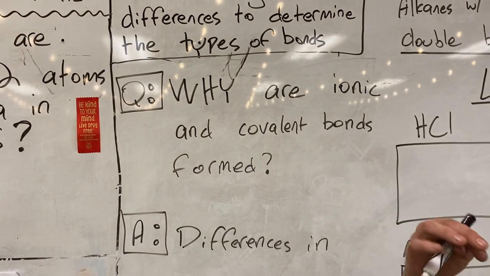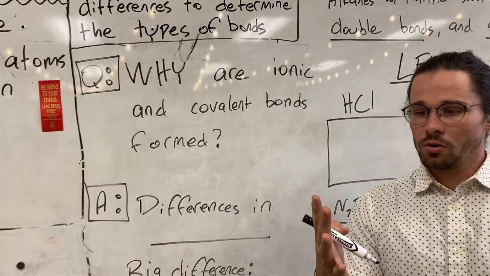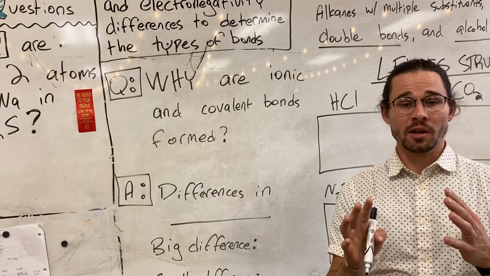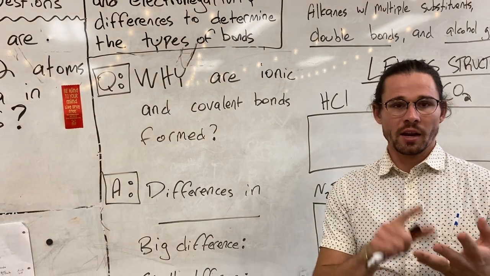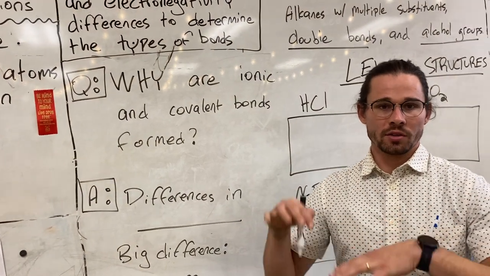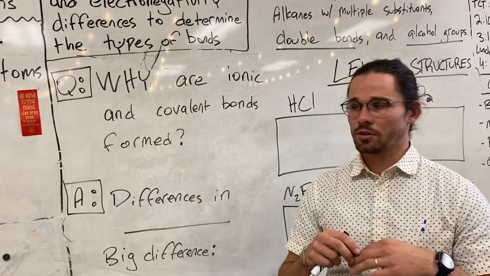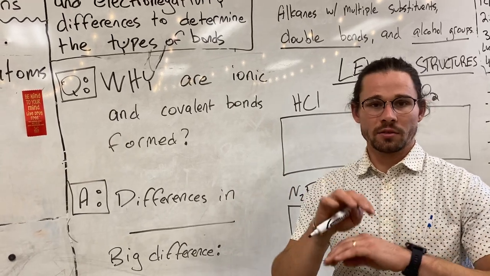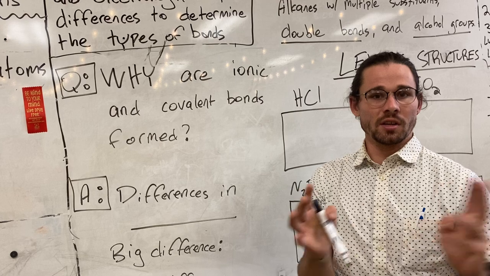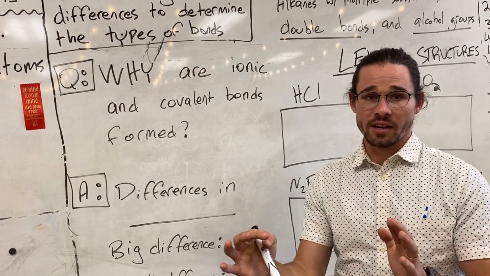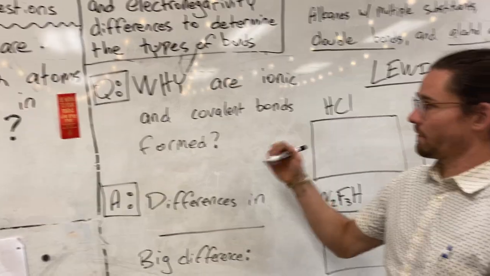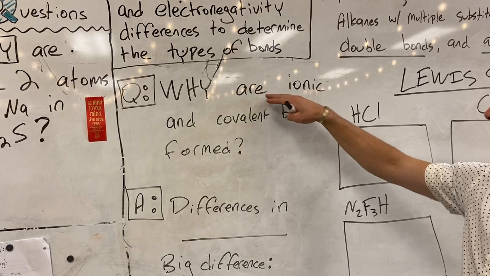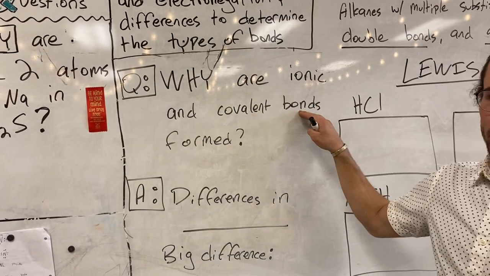Class, what I'm going to do is review for your upcoming test over Lewis structures and IUPAC naming. This is just a study guide that I want you to listen to. Obviously, if you don't understand something, pause it and work it back so that you can understand how to do this. The first thing that you need to know is why ionic and covalent bonds form.